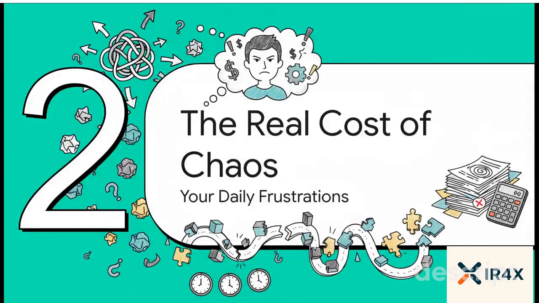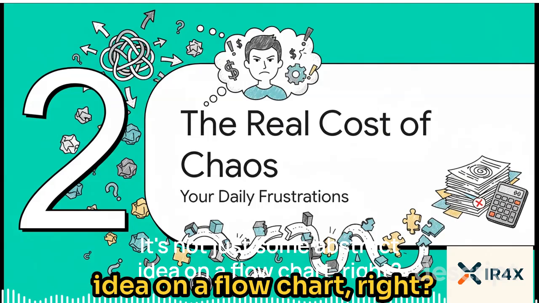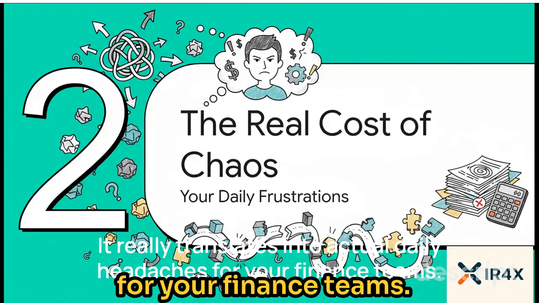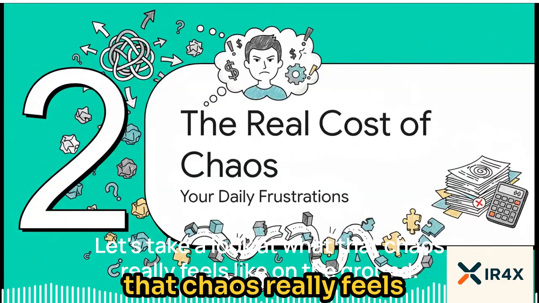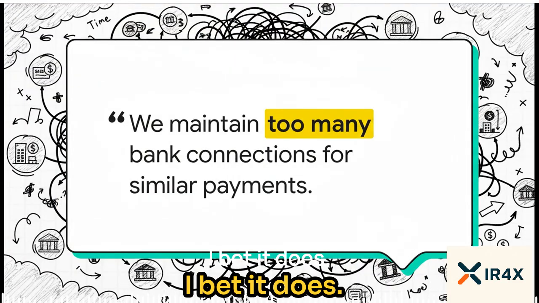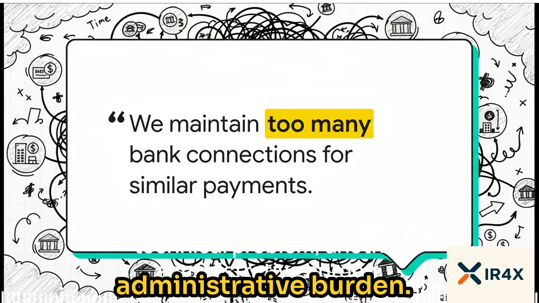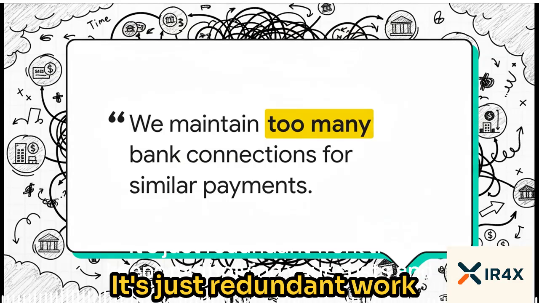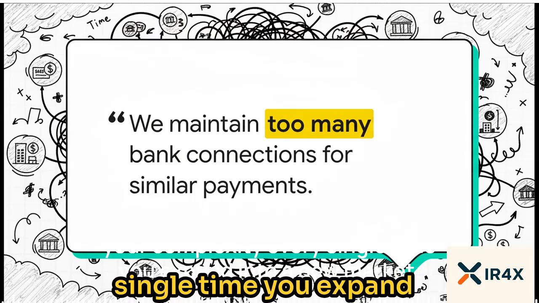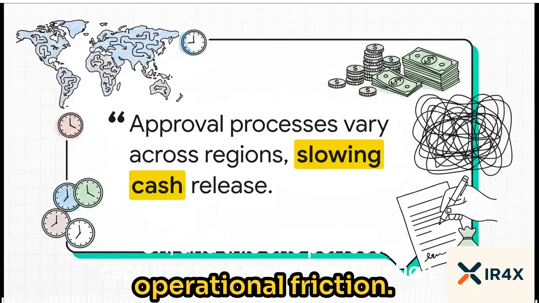But this disconnected reality, it's not just some abstract idea on a flowchart, right? It really translates into actual daily headaches for your finance teams. Let's take a look at what that chaos really feels like on the ground. Does this one sound familiar? I bet it does. Every single one of these connections is another technical problem, another administrative burden. It's just redundant work that keeps multiplying your costs and your complexity every single time you expand into a new market.